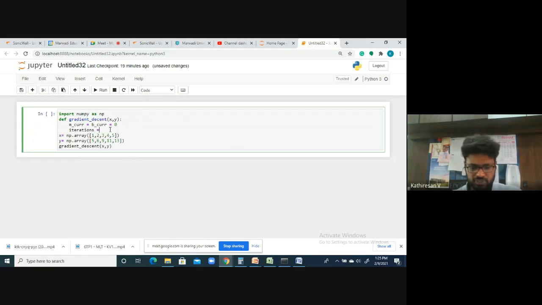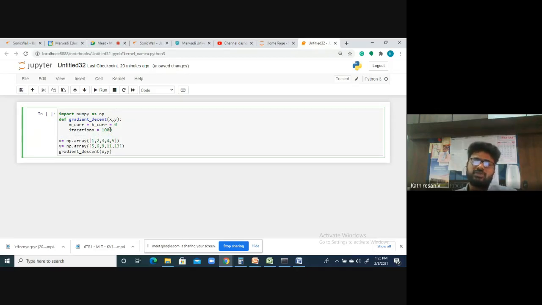Okay, so iterations I am keeping as 1000. So I'm having 1000 number of iterations. Iteration is nothing but the number of loop executions. We will see what we will get if we change the number of iterations, and what we will get if we increase the number of iterations. Everything I will show to you. So n equal to length of x. The length of the array is nothing but n.